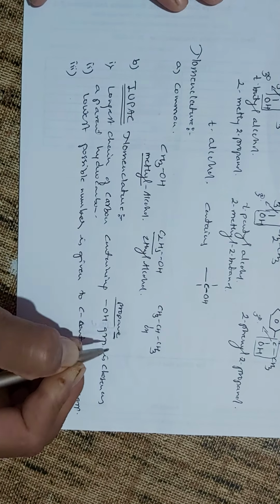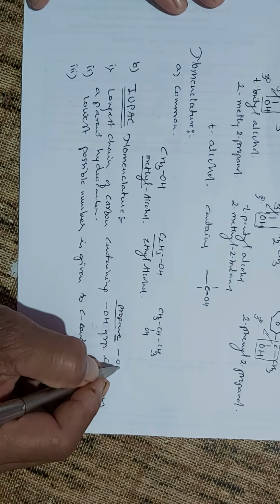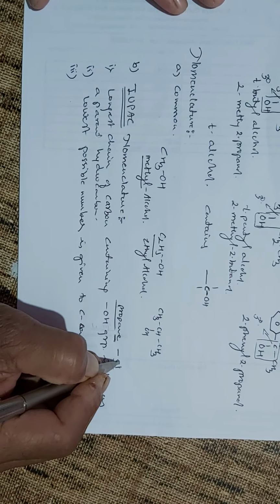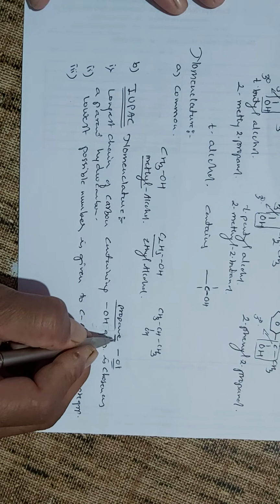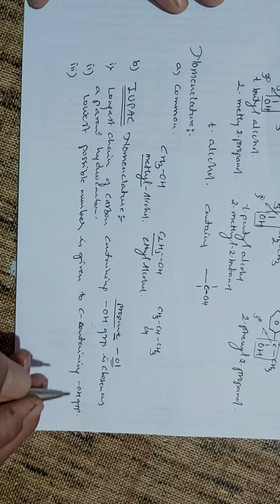And so the E of the alkane is replaced by OL. So in propane, the E is replaced by OL, so the name of the compound will become propanol.